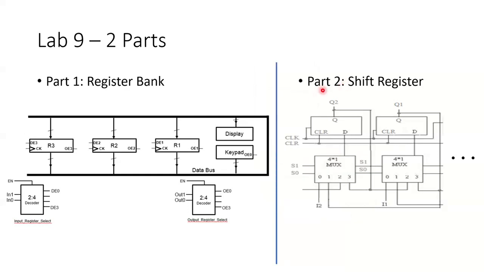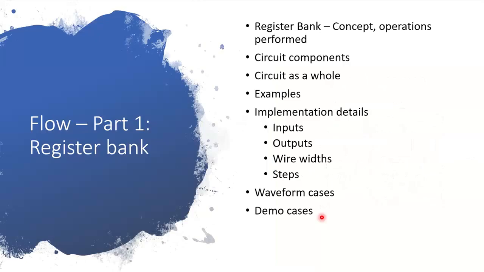Alright, so the second part here is the shift register. This is part of the shift register. It gives you a sample of the circuitry. This is not a complete shift register design. The dots indicate that you need to complete the circuit. Alright, having said that, let's get into the details.